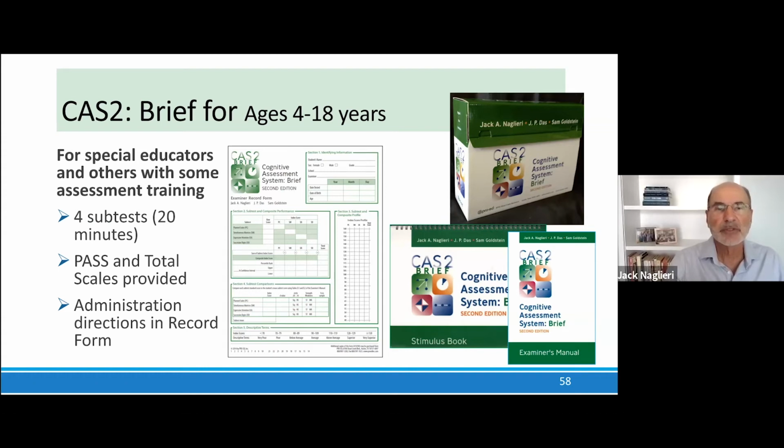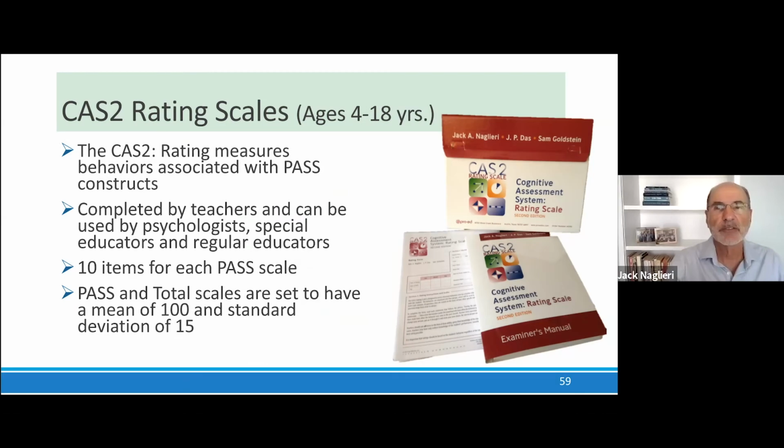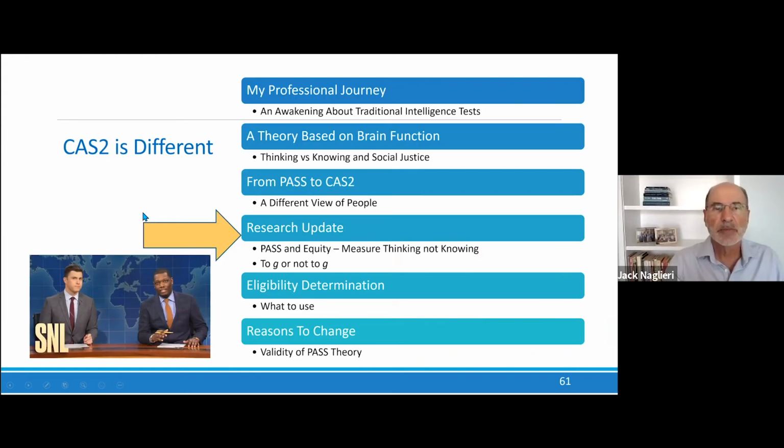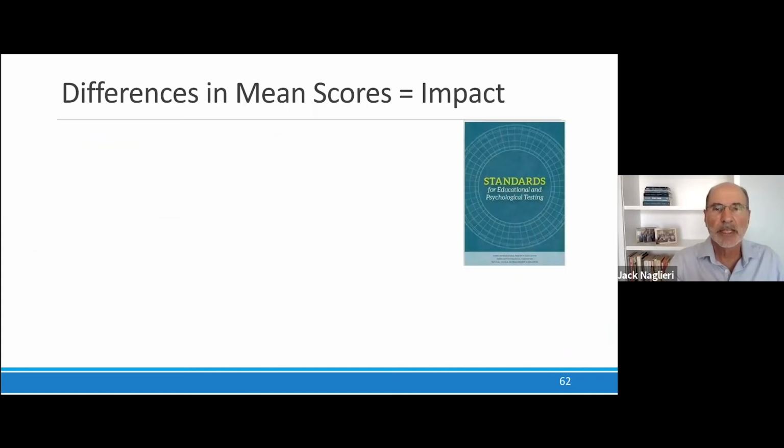The CAS-2 Brief is really cool. I actually have the instructions for administration on the record form. And as I mentioned, the CAS-2 Rating Scale. Get my CAS-2 Essentials book that Tulio and I wrote. That has so much information in it. Lots and lots of case studies. Big section on intervention. And I'm going to show you a few pieces from that in a few minutes. But let's get a little research update, and then we'll take some more questions.